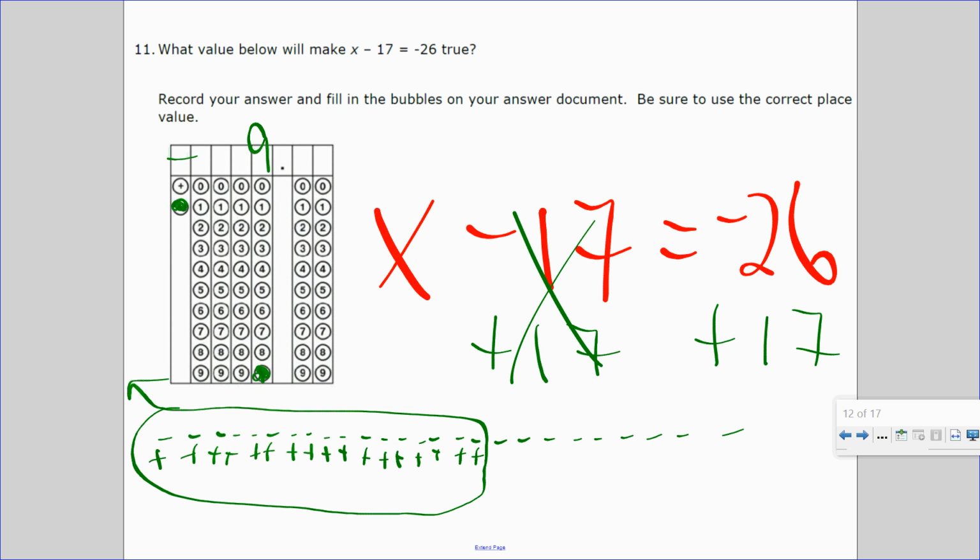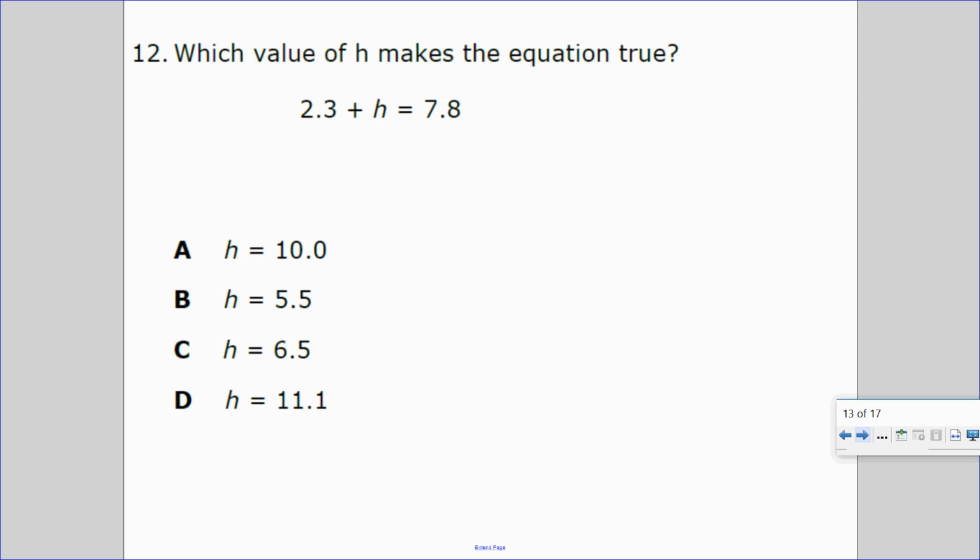And we're done. Again, you could do it faster. Do you get more negatives or more positives? More negatives. By how many? By 9. Number 12, equation. What's the inverse? We need to isolate h. What is the inverse operation of positive 2.3, or adding? Minus 2.3. If you subtract this, you get 5.5. To check your work, could you just add 2.3 to 5.5 and get 7.8? Yes, you can.